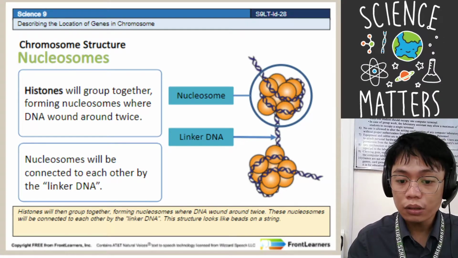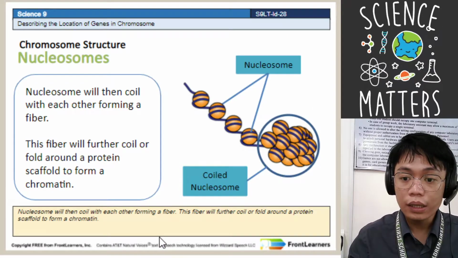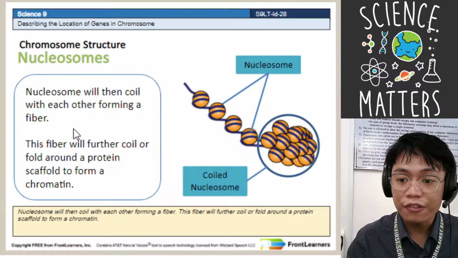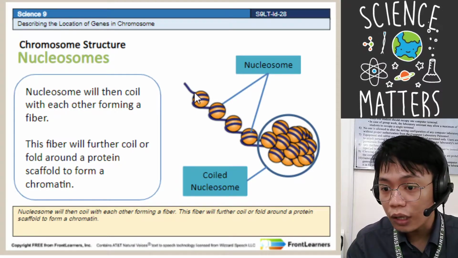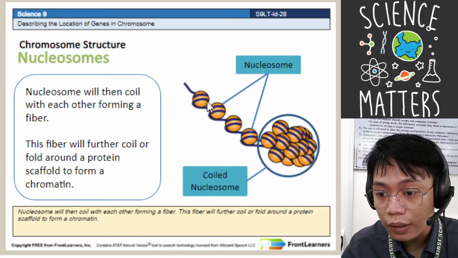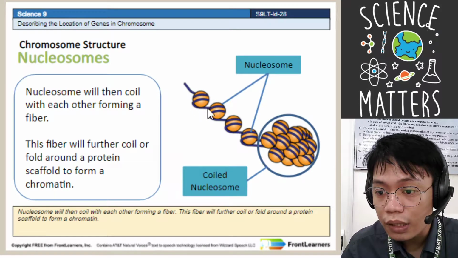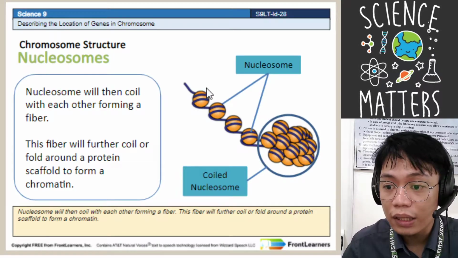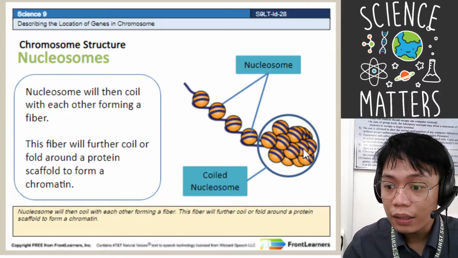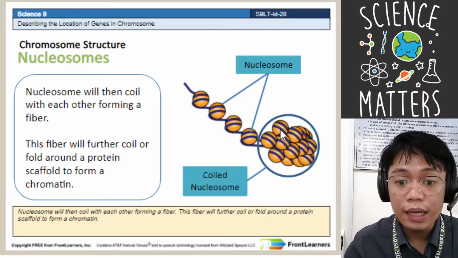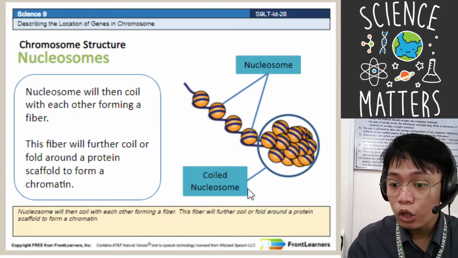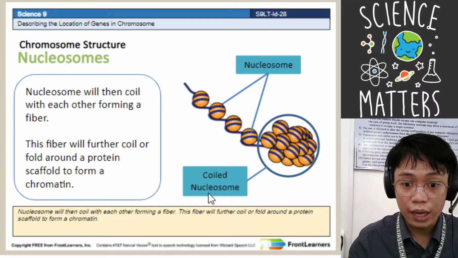Okay? So to continue, nucleosomes will then coil with each other forming a fiber. Okay? So magiging ganito na siya. This is the strand of DNA. Yan na yung histone na tinatawag natin. Kapag nag-bind na yung histone at saka yung DNA, ang tawag dyan is nucleosome. Kapag nag-coiled na silang lahat dahil sa DNA linker or binder natin, magiging coiled nucleosome na siya.